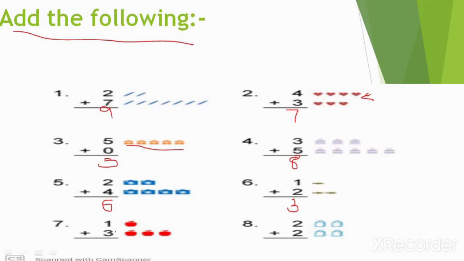1 plus 3. That means we already have 1 object or 1 number with us. Now what we have to do? We have to add 3 more to it. So what we have to do now? We have to start counting after 1. 1 after 2, 3 and 4. Hope you all understand this well. Okay, what you have to do, my dear students? Now you have to make practice about this.